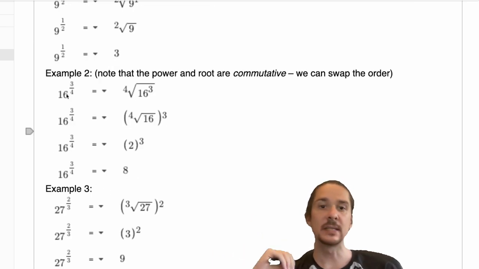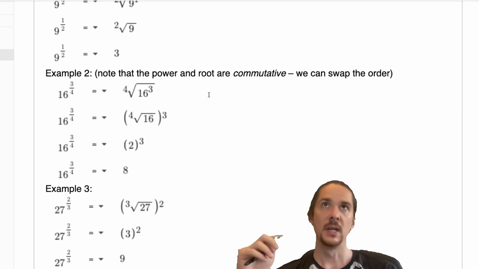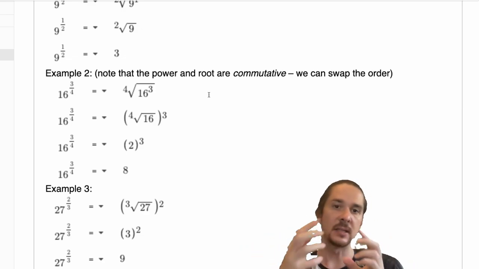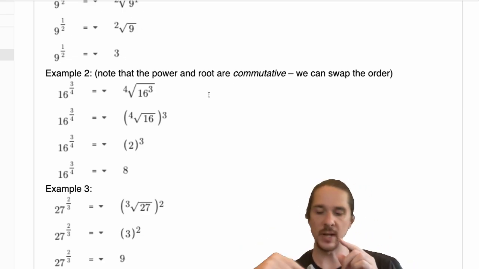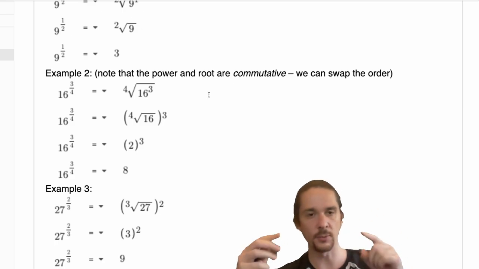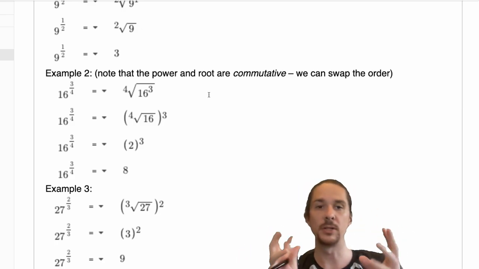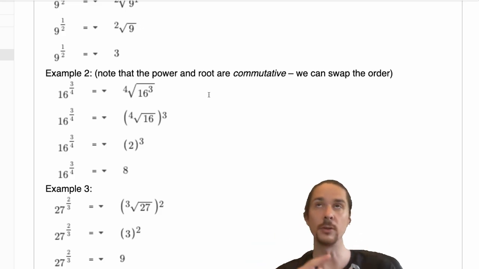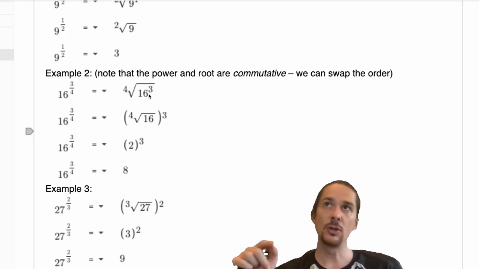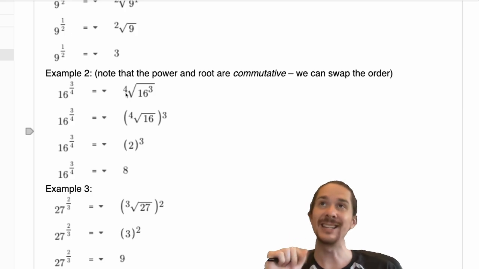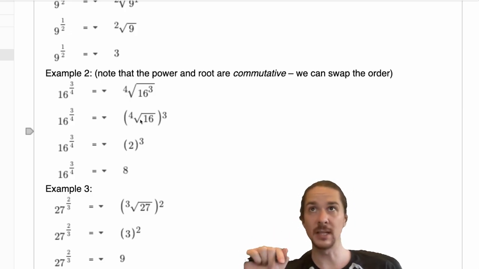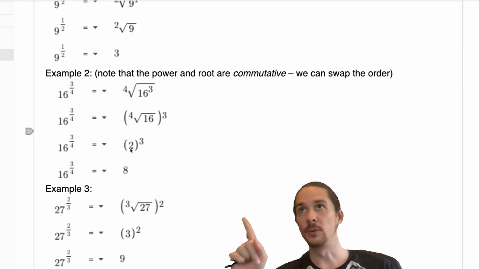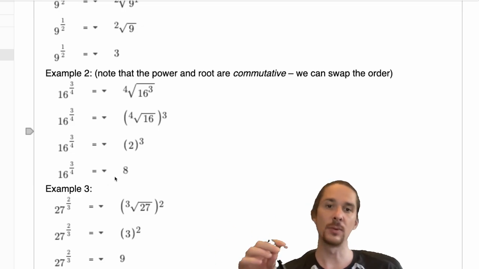If we have 16 to the power of 3 over 4, well, that is the fourth root of 16 cubed. Now, notice that raising to the power of 3 and taking the fourth root are commutative operations, a fancy mathematical term that means we can do them in different orders. So we could do 16 cubed and take the fourth root, but it's actually easier to take the fourth root of 16 and then cube the answer. So the fourth root of 16 is 2. We cube it. We find that 16 to the power of 3 over 4 is 8.